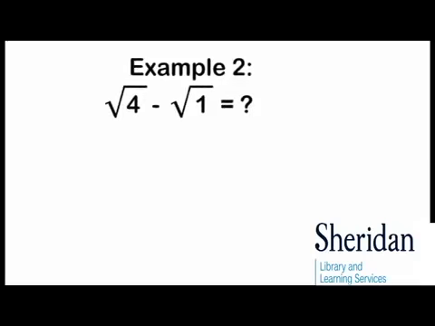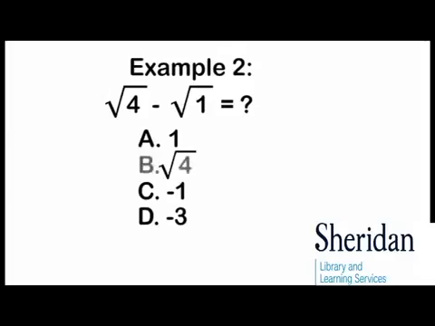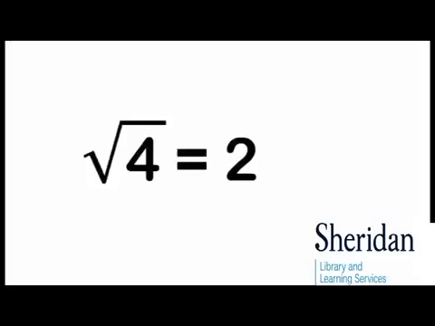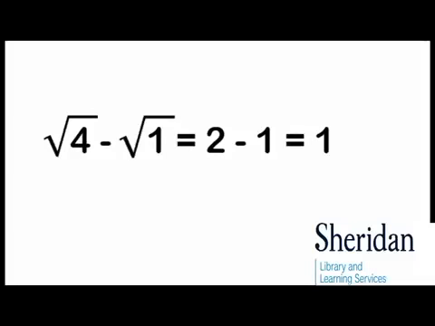Let's move to example number 2. This time we have square root of 4 minus square root of 1. Choice A is 1. Choice B is square root of 4. Choice C is minus 1. And choice D is minus 3. The correct answer is choice A because the square root of 4 is 2 and the square root of 1 is 1. Hence, we just do 2 minus 1, which results in 1.